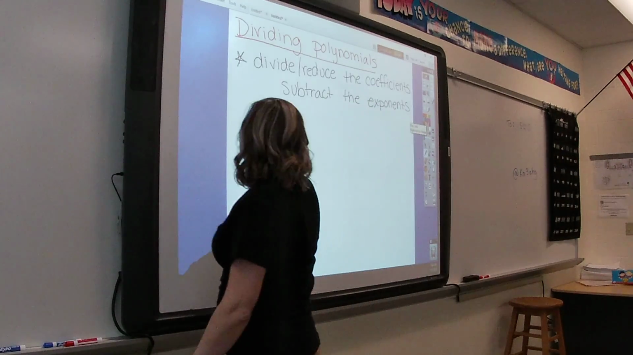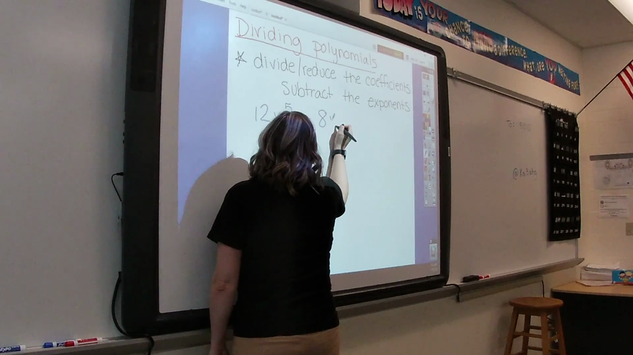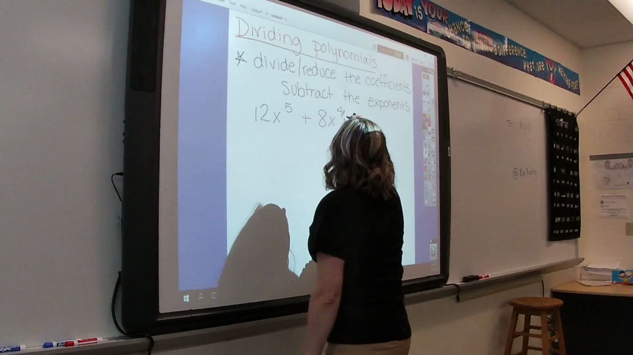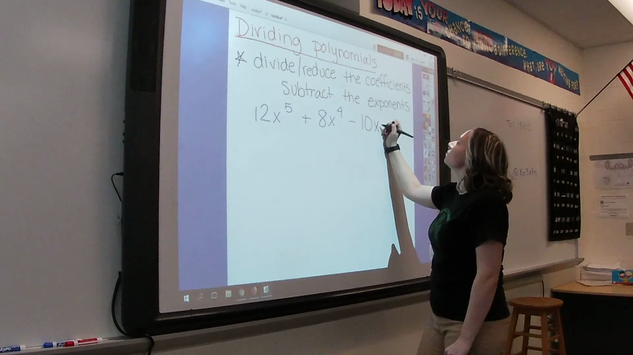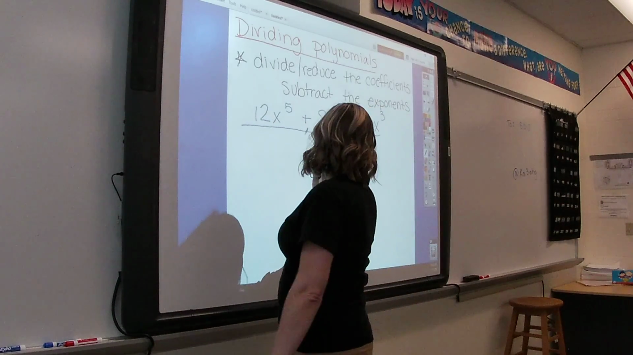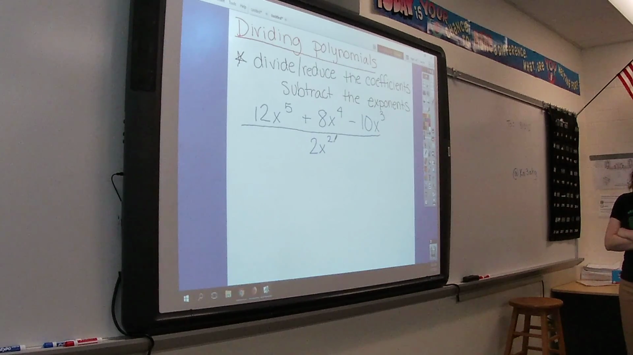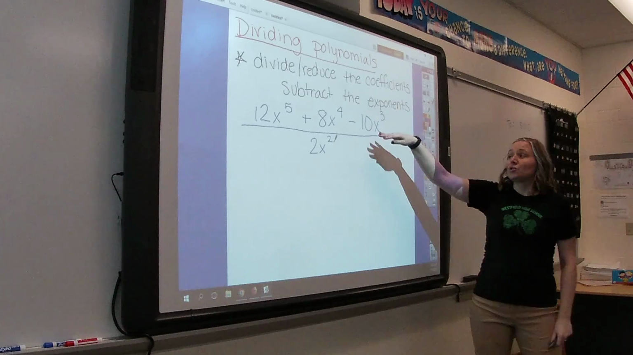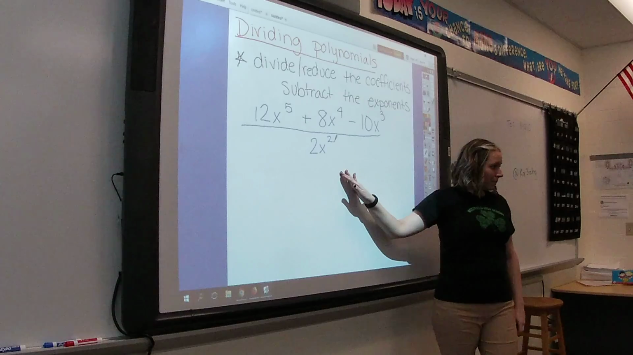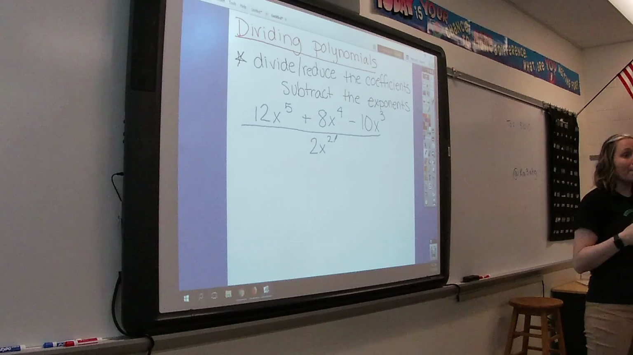So maybe we have 12x to the 5th plus 8x to the 4th minus 10x to the 3rd, and we are going to divide this all by a 2x squared. Right, so we have a trinomial divided by a monomial. All the division we're going to look at is going to be dividing by a monomial, so we'll have a polynomial divided by a monomial.